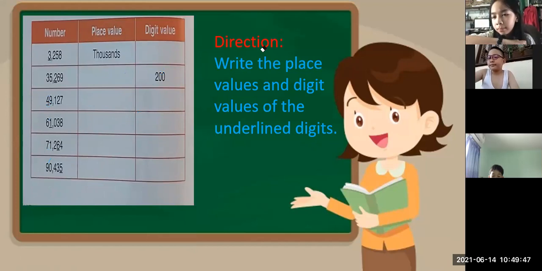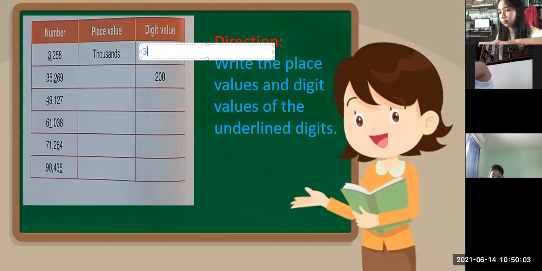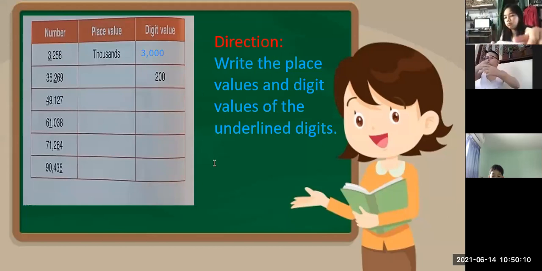Now here we go. What is your answer here? What is the digit value of number 3? What do you think is the value of number 3? 8 is 8, 5 is 50, 2 is 200, and 3 is, of course, 3,000. Okay, good job. So 3 is in thousands place and has a value of 3,000.